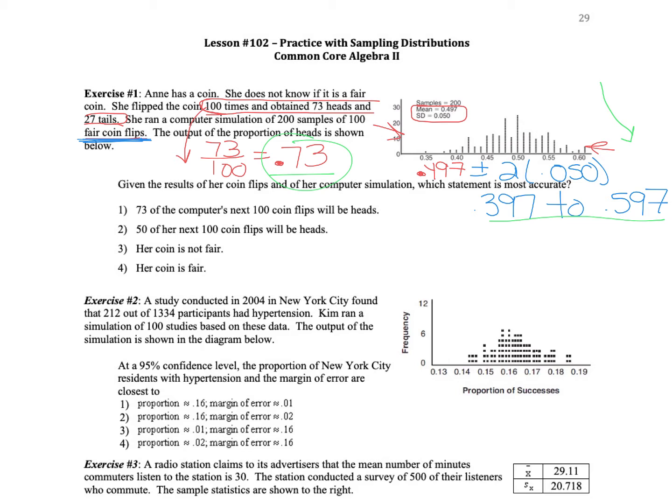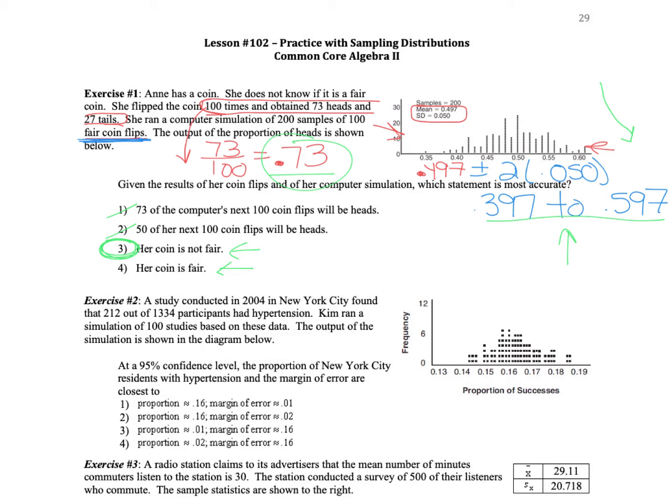So looking at our choices, it says 73 of the computer's next 100 coin flips will be heads. Well, that one's kind of silly, right? We don't know what the computer is going to do if it's being random. 50 of the next 100 coin flips will be heads. Also, we don't know that. So then we get down to the 2 we have to decide between. Do we think that her coin is probably fair or probably not fair? Because her number falls outside of the confidence interval, we're pretty sure it's not a fair coin, right? Otherwise, we would have gotten a proportion between 0.397 and 0.597.